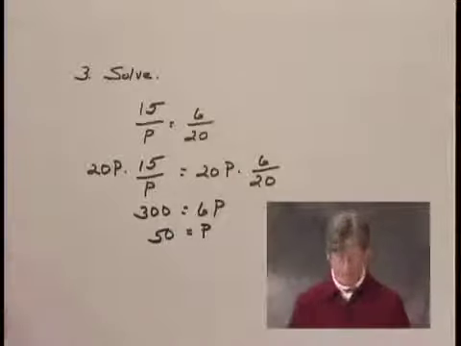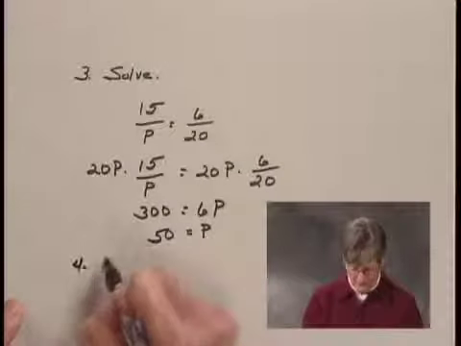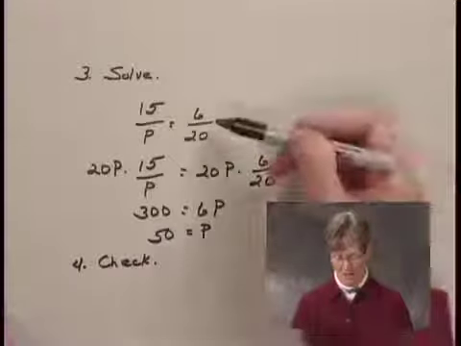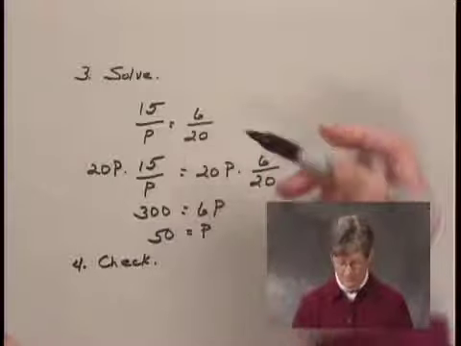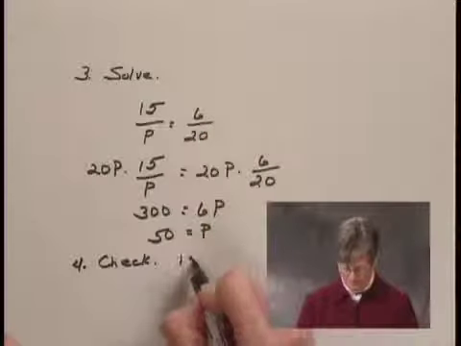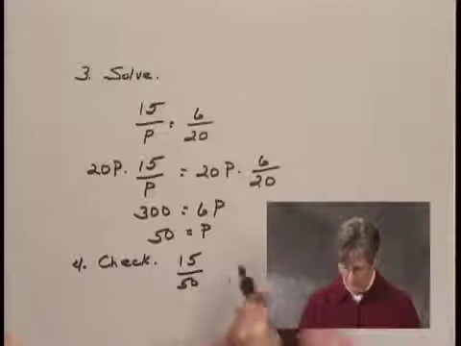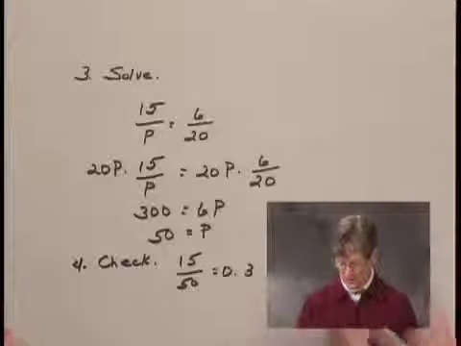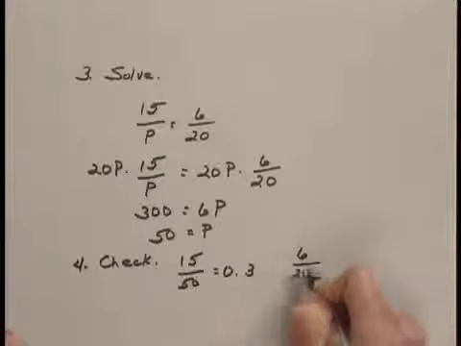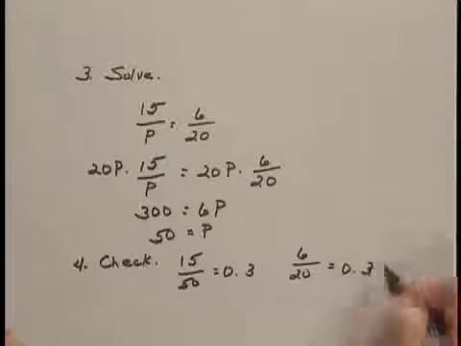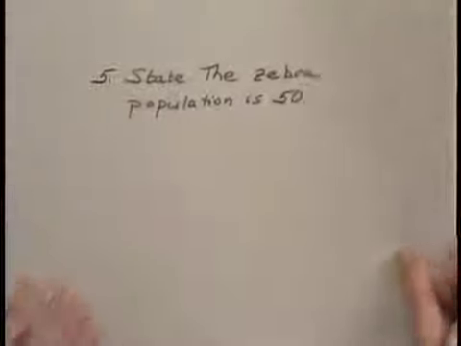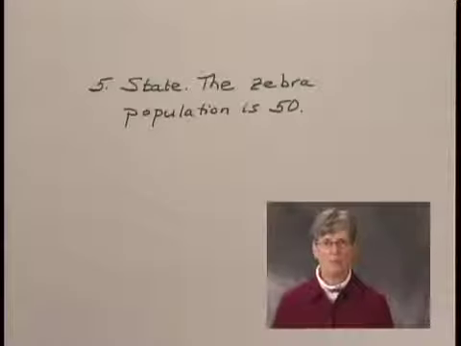And now dividing both sides by 6, I have 50 is equal to P. And let's check that to see if it seems like a correct solution. One way that we can check is just to compare these two ratios that we were working with. 15 over P is 15 over 50, and that's equivalent to 0.3 in decimal notation. And the other ratio, 6 over 20, is also equivalent to 0.3. So because the ratios are the same, we're certain that we have a correct solution to the problem, and that lets us state the solution. We say the zebra population is 50.